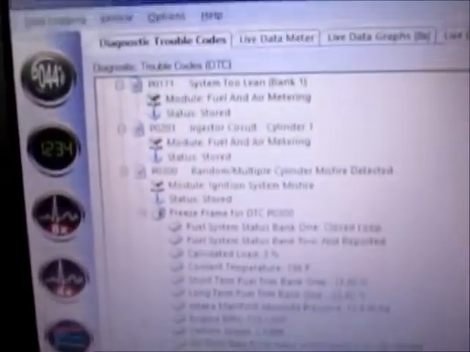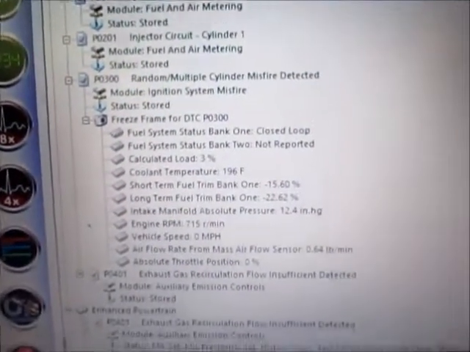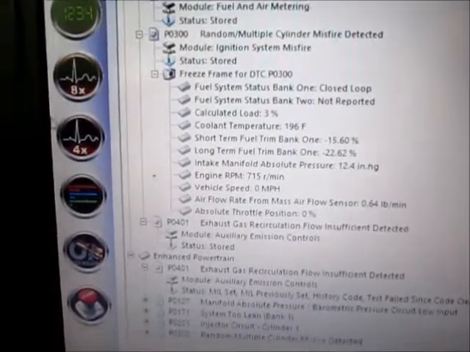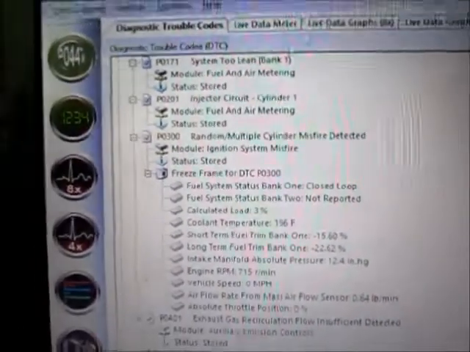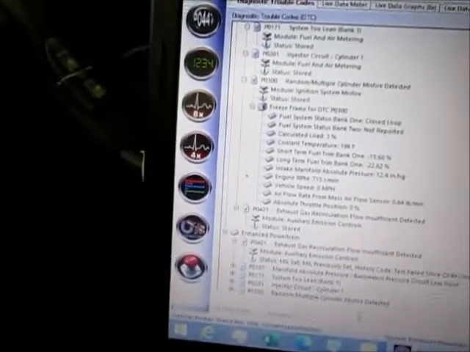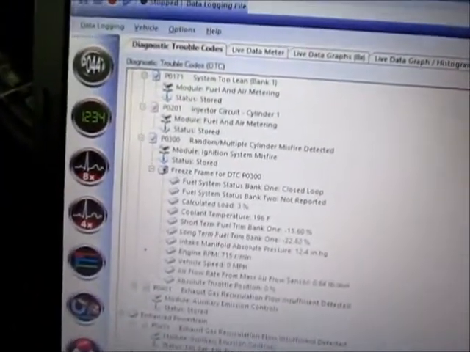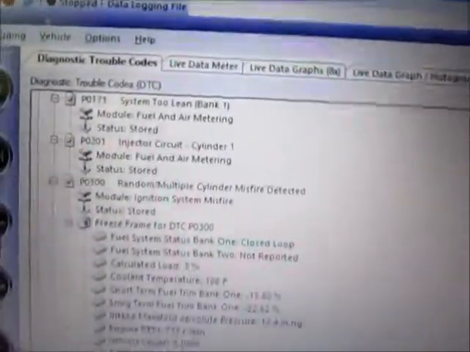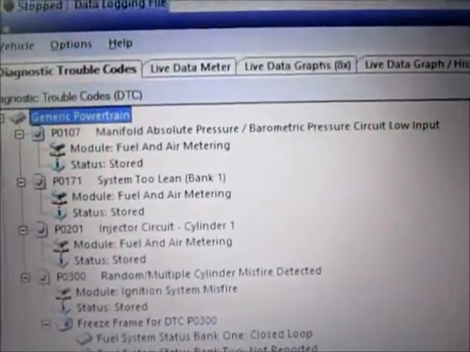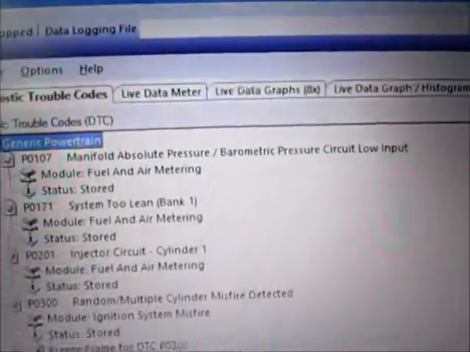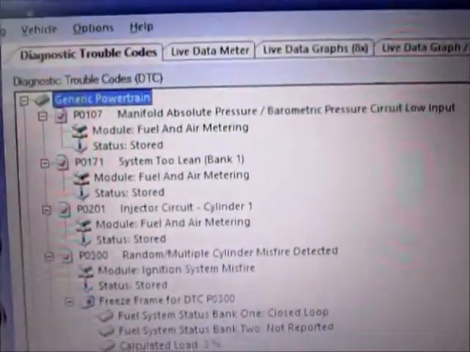Okay, let's look at some of our other codes here. This car is kind of old, so he's been fixing different things on it for a while. You had an injector circuit open, injector 1, which caused a misfire. These are in history now. The car is running actually fairly well for its age. But we've also got a manifold absolute pressure, barometric pressure circuit low code.